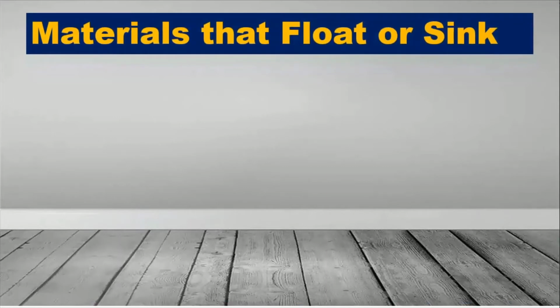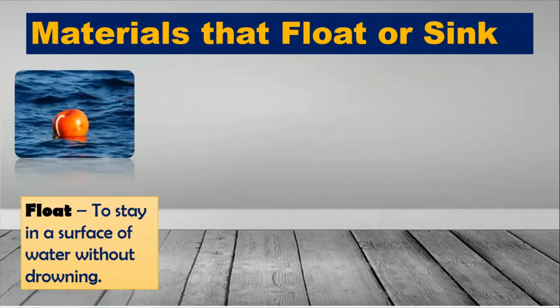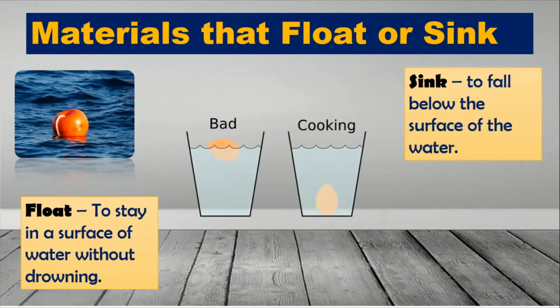Then let's proceed to another ability of a material. Materials that float or sink. What do you mean by float and sink? Let me give you the meaning. Float means to stay on the surface of water without drowning, just like these pictures. While sink means to fall below the surface of the water.